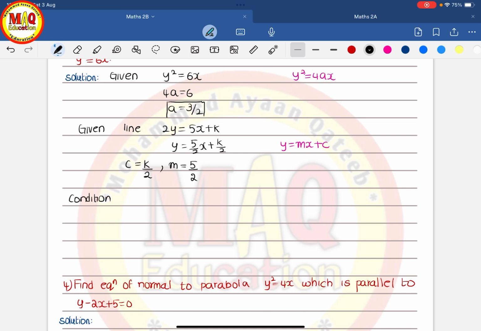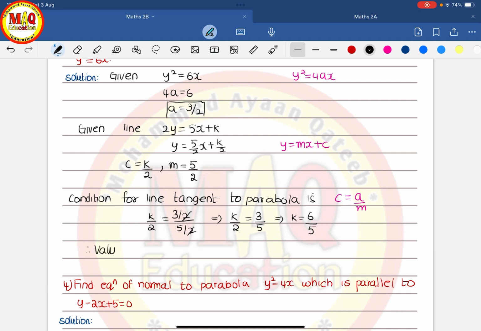Condition for line tangent to a parabola is c equal to a by m. C here is k by 2 equal to a by m. A is 3 by 2, m is 5 by 2. 2 gets cancelled, which implies k by 2 equal to 3 by 5, which implies k value equal to 6 by 5. Therefore, value of k equal to 6 by 5.